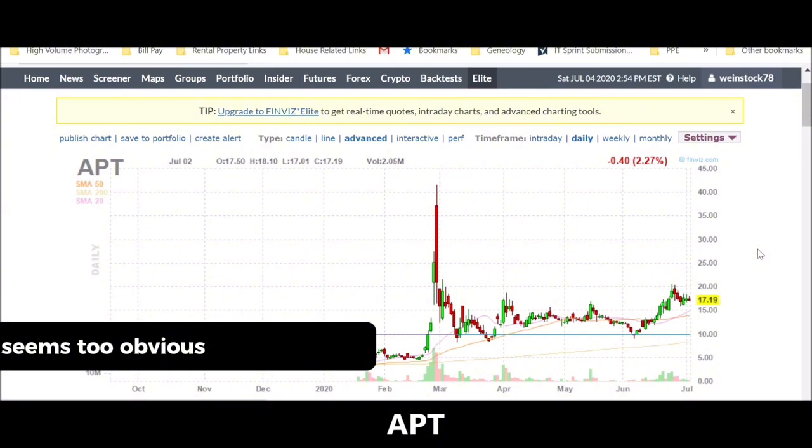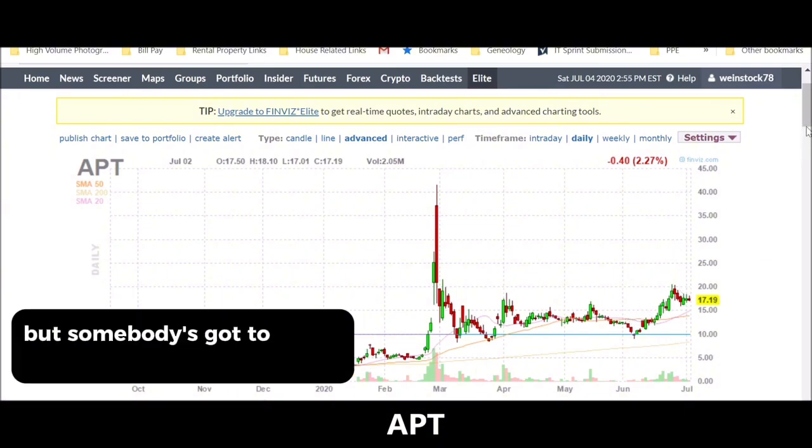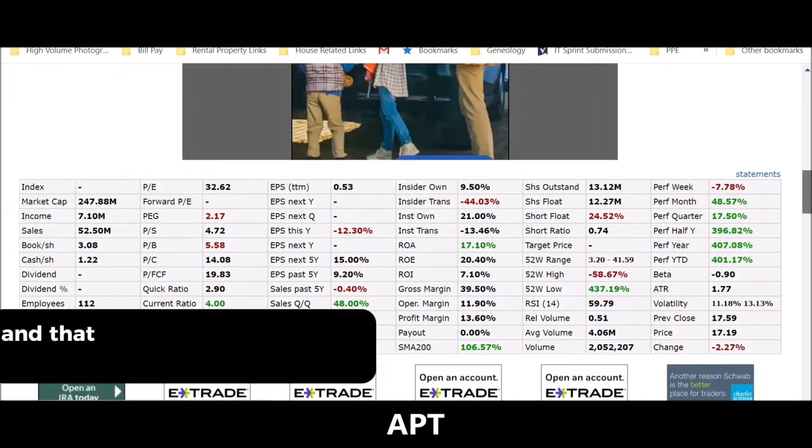It seems too obvious on a breakout, but somebody's got to cover those shorts, and that is a large percentage of shares that are being shorted.